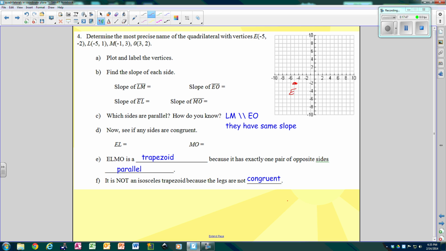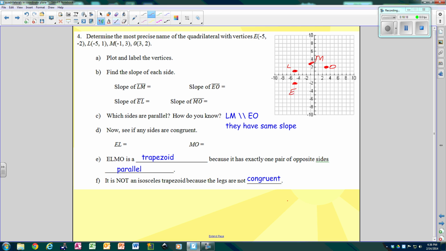Okay. L is at -5, 1. So -5, +1. Okay, so there's L. M is at -1, 3. 1, 2, 3. And O is at 3, 2. 1, 2, 3, 1, 2.